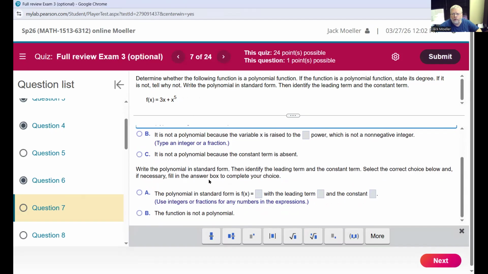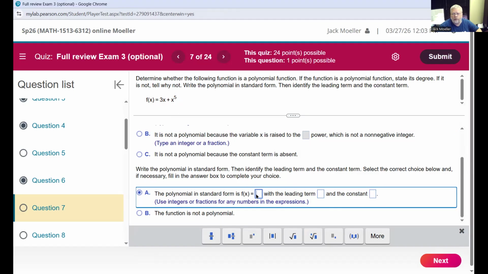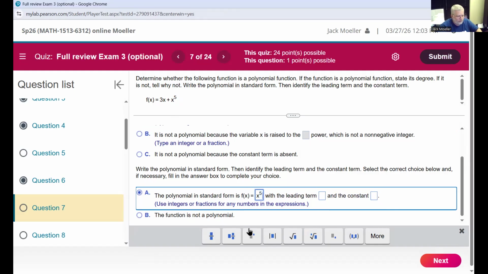Yep, so there we go. Then write this. What does it mean by standard form? Standard form means make sure it's, if it's factored, you've got to FOIL it out. This is not in descending order, so standard form for this would be x to the 5th plus 3x. That's what they mean by standard form in this case: put it in descending order.